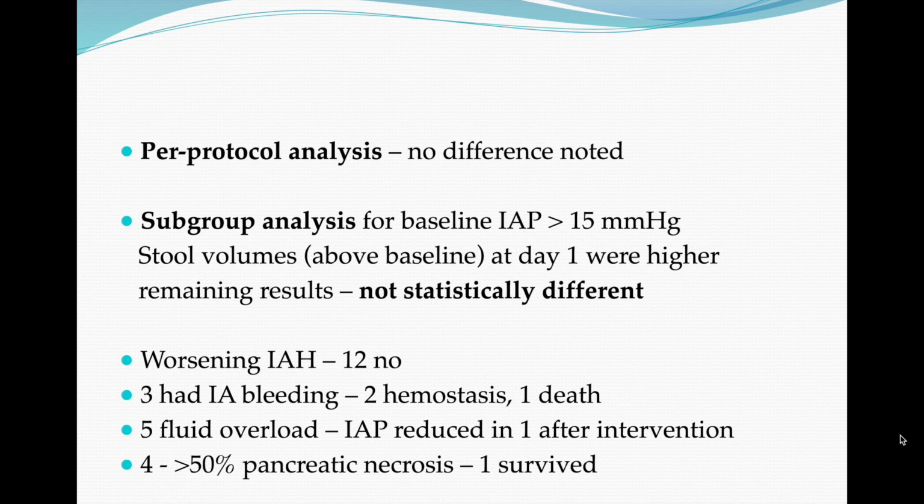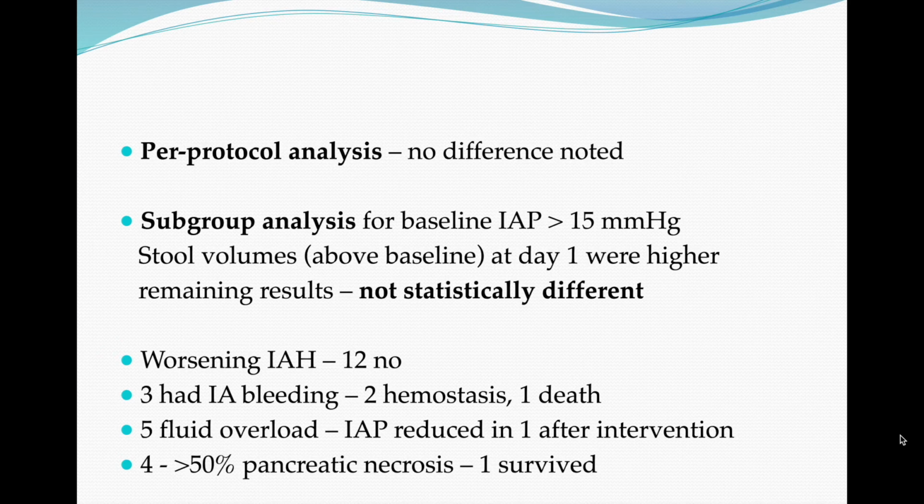So per protocol analysis, as I showed, there was no difference, except at 15 hours. Now subgroup analysis for baseline IAP more than 15 millimeters of mercury: stool volume above baseline at day 1 was higher, only at day 1, and the remaining results were not statistically significant. So in the subgroup analysis, 15 millimeters of mercury, the volume at day 1 was only higher.